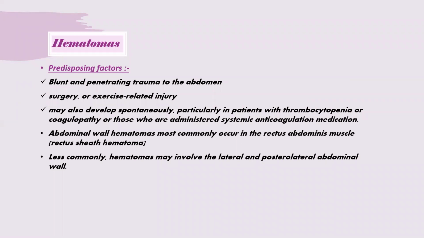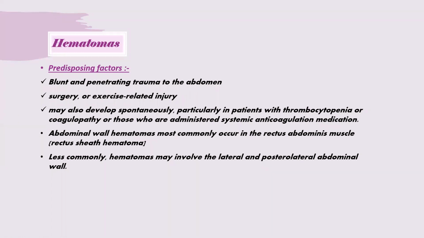الهيماتوماز predisposing factor هي blunt or penetrating trauma to the abdomen, surgery or exercise-related injury. It may also develop spontaneously, particularly in patients with thrombocytopenia or coagulopathy, or those who are administered systemic anticoagulation medication. Abdominal wall hematoma most commonly occurs in the rectus abdominis muscle, اللي هي rectus sheath hematoma. Less commonly it may involve the lateral and posterolateral abdominal wall.